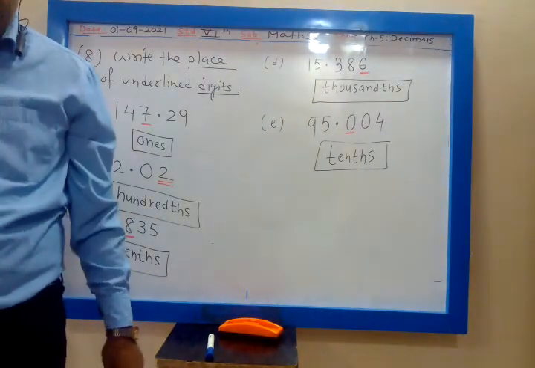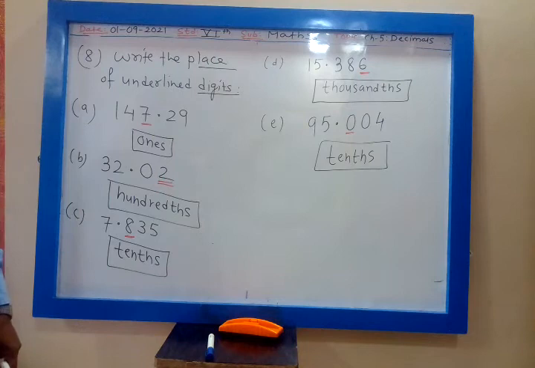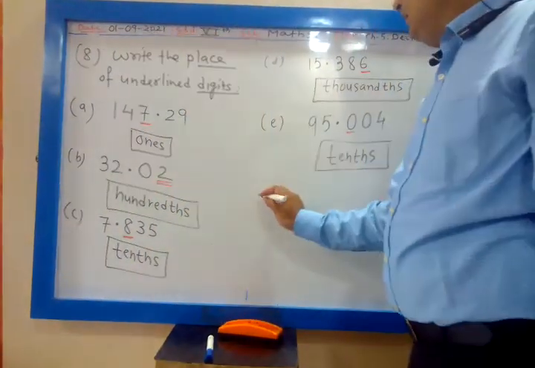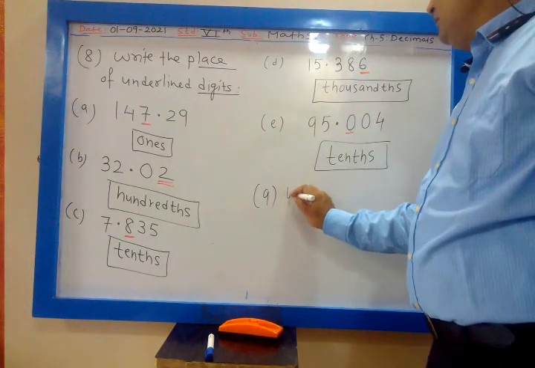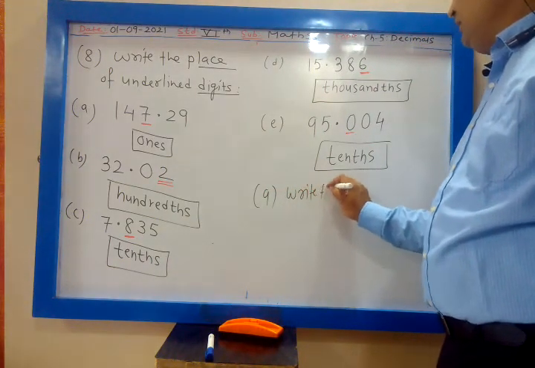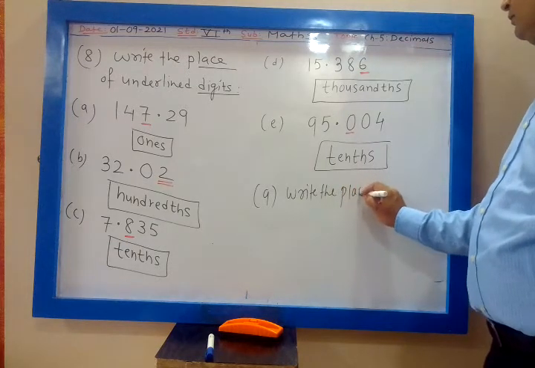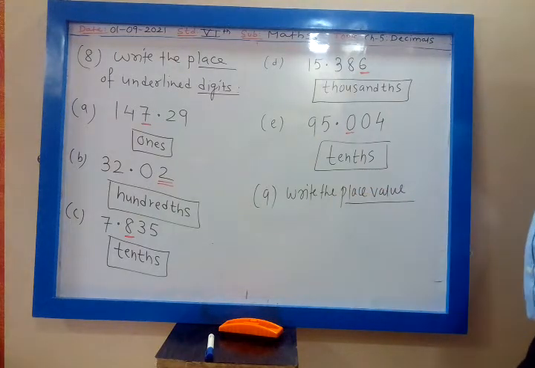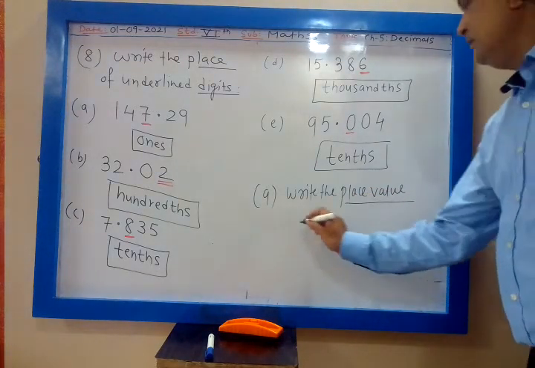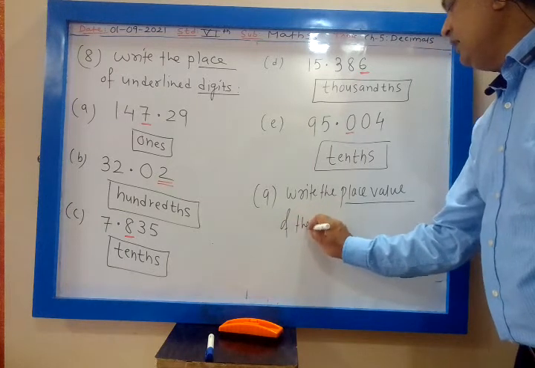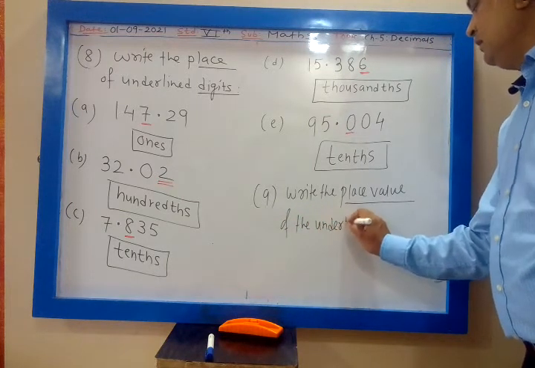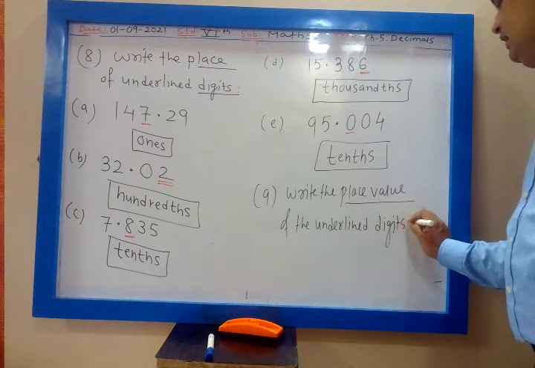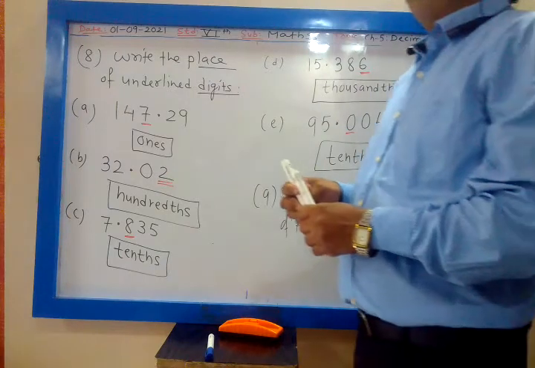Now the second is to write the place value. See, ninth one: write the place value of the underlined digit. Eighth one it was place. Now ninth one it is place value. My dear, both are different things. Place and place value are different.